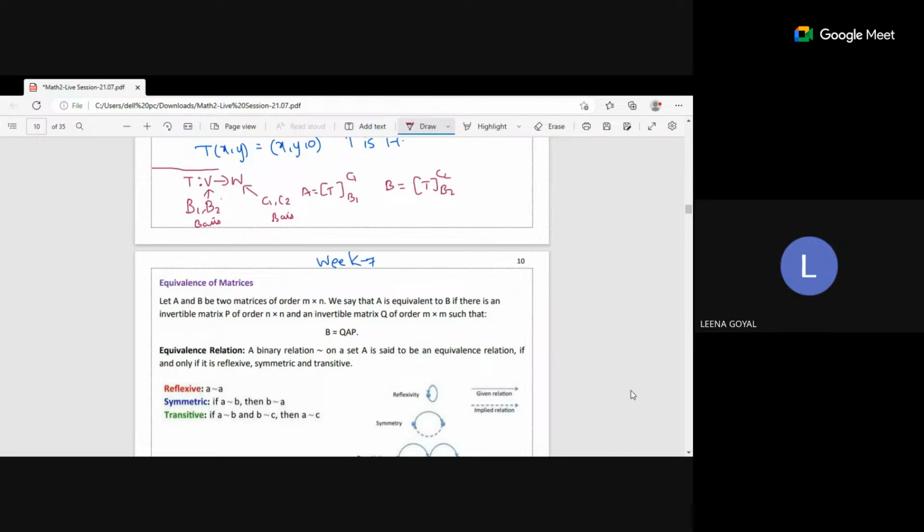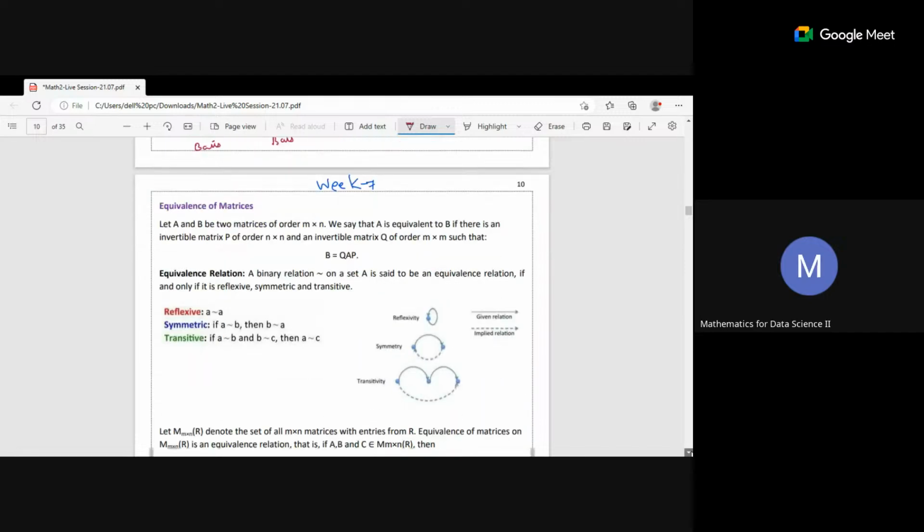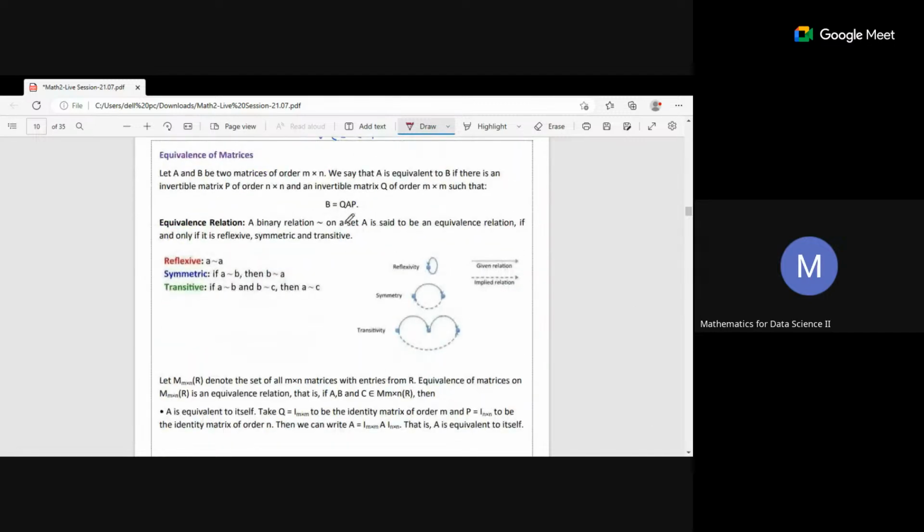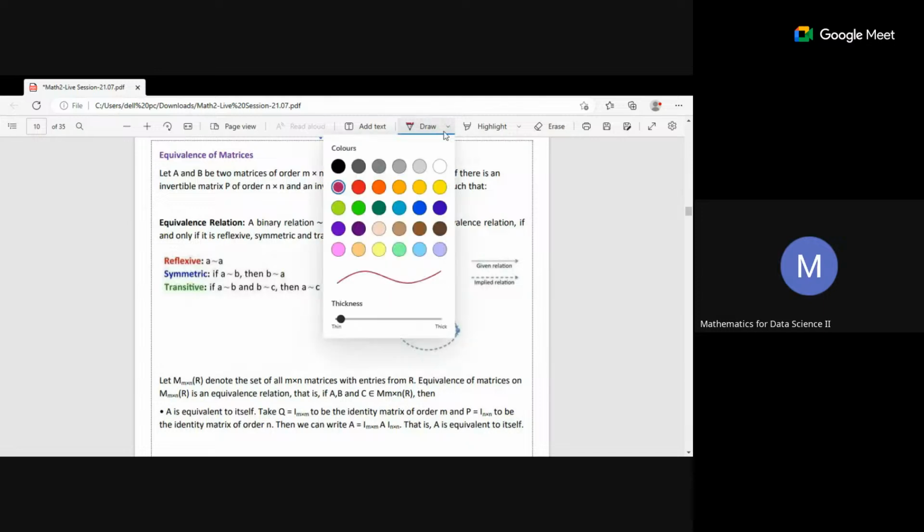So are they going to be dependent? No, it's going to be something completely new. So let us see what that concept is. So first we will see what equivalent matrices are.